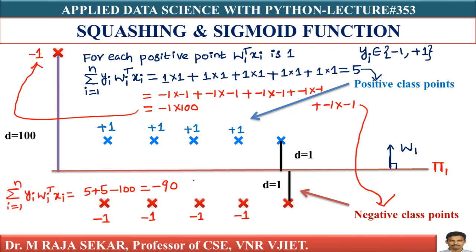This is my plane, plane pi 1. Plane pi 1 is wrong. Now we will look for another W, another W in the sense of another plane.